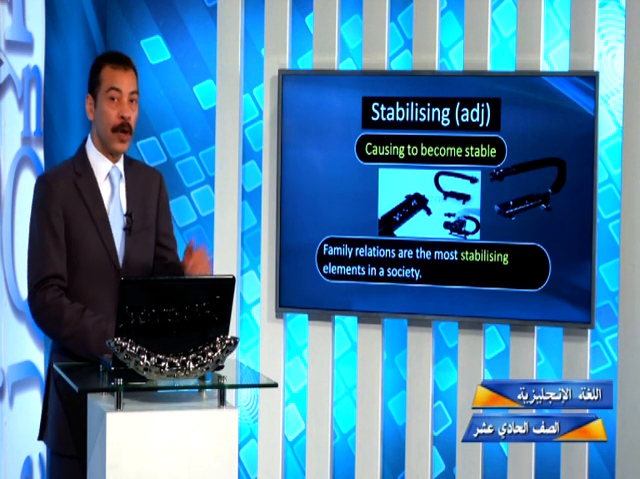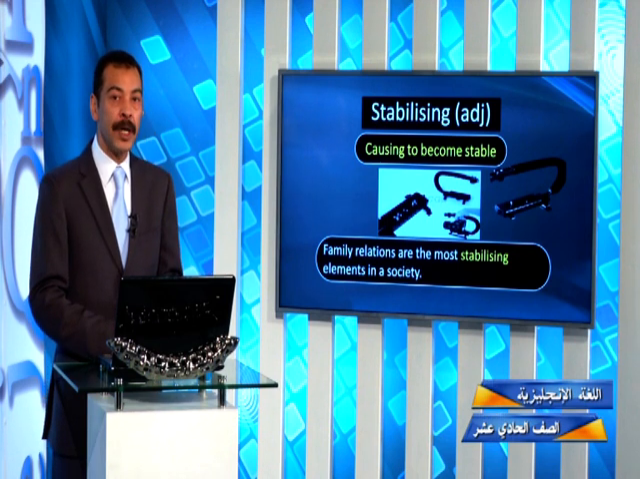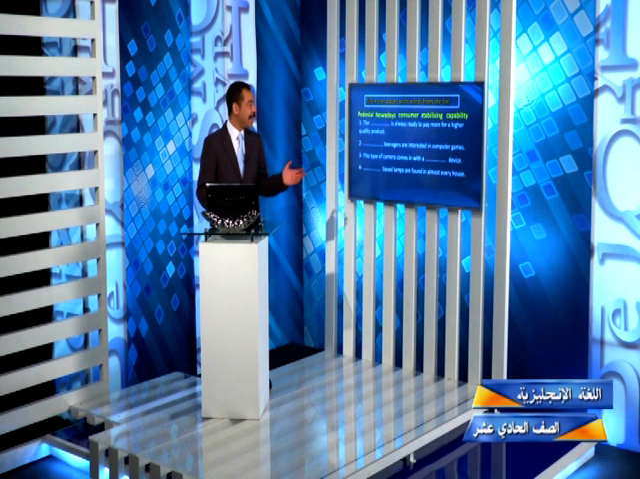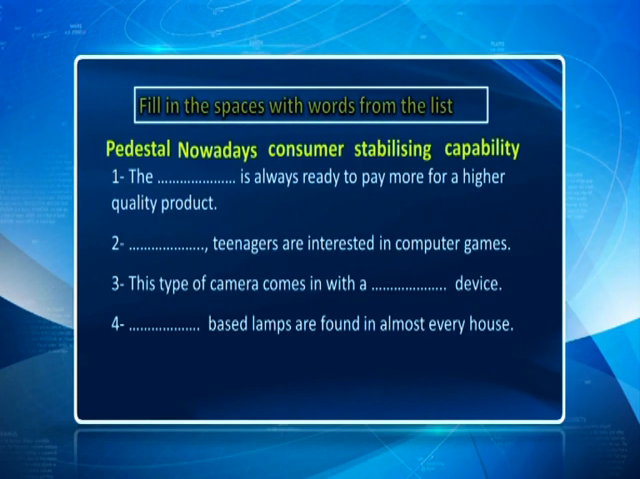Now, that was all for the vocabulary items that you have to learn for this lesson. Now that we are done with the vocabulary items, we are going to do a practice exercise on these items. This exercise is a fill-in one, and you have to fill the blanks with these words. They are pedestal, nowadays, consumer, stabilizing, and capability. That is the words that we have seen earlier.